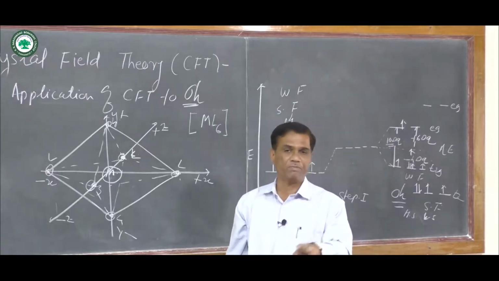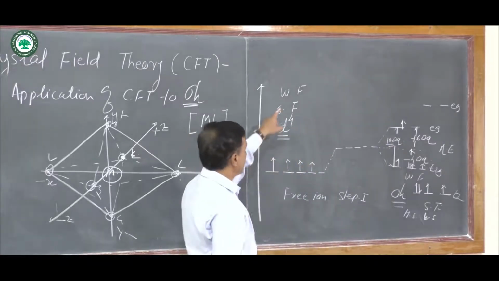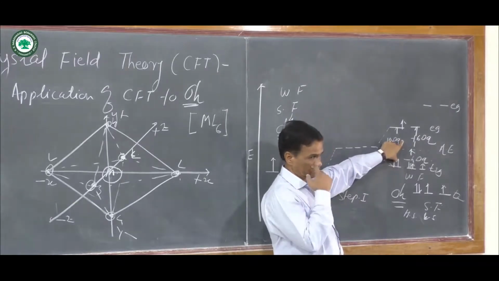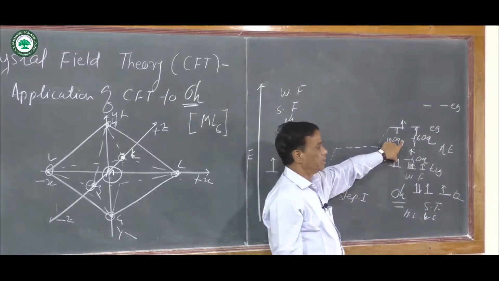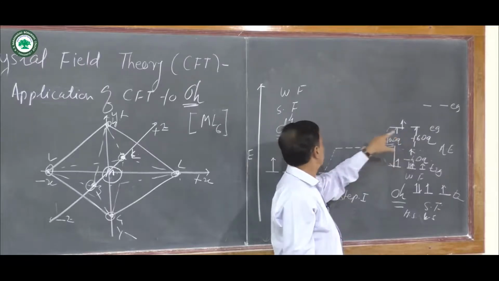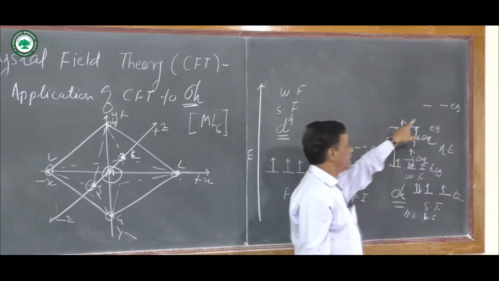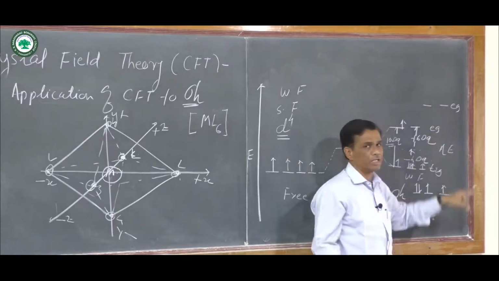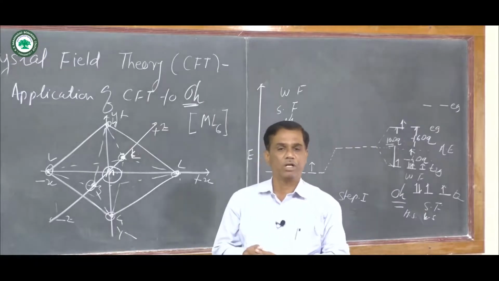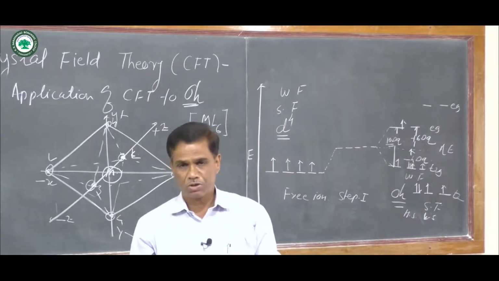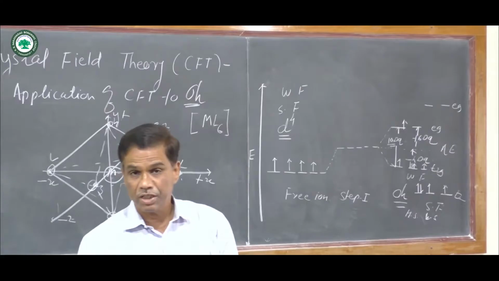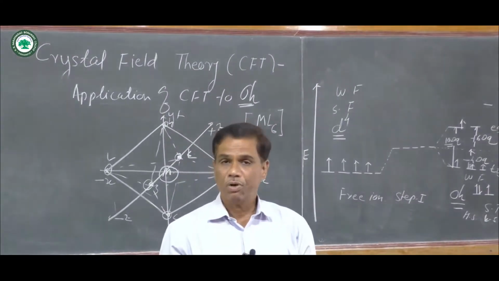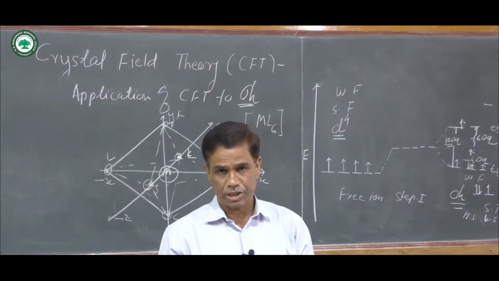Means two types of fields are there. One is known as weak field, where the distance between the T2g and Eg orbitals is less. And in the strong field, the distance is more between the T2g orbital and the Eg orbital. There are two types of fields, strong field and weak field, and that depends upon what type of central metal ion is there.